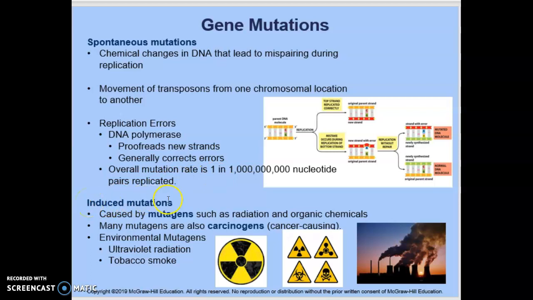And then there's induced mutations. Induced mutations are caused by mutagens such as radiation and organic chemicals. Many mutagens are also carcinogens or cancer-causing. Environmental mutagens can be UV radiation. This is sunlight. We all know about tobacco smoke, and the list goes on and on. There are many, many, many carcinogens.